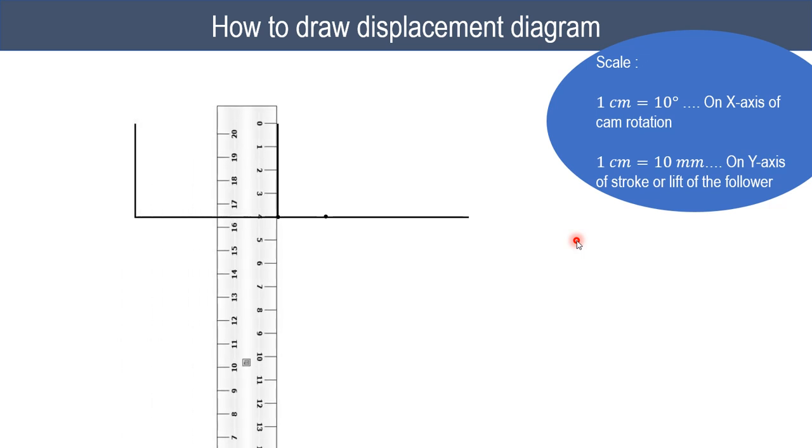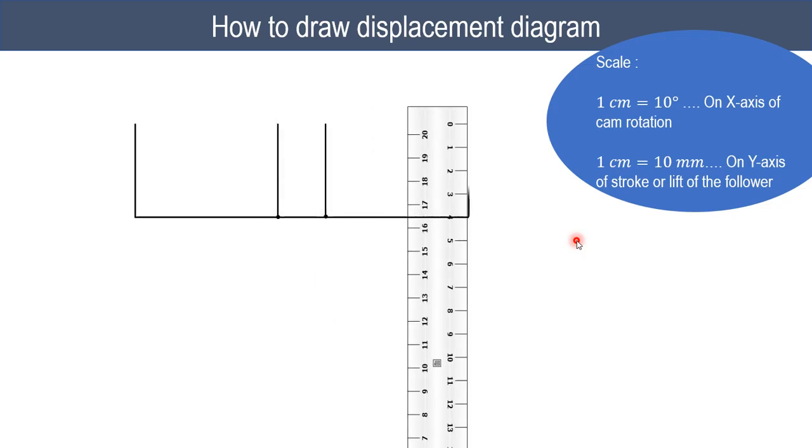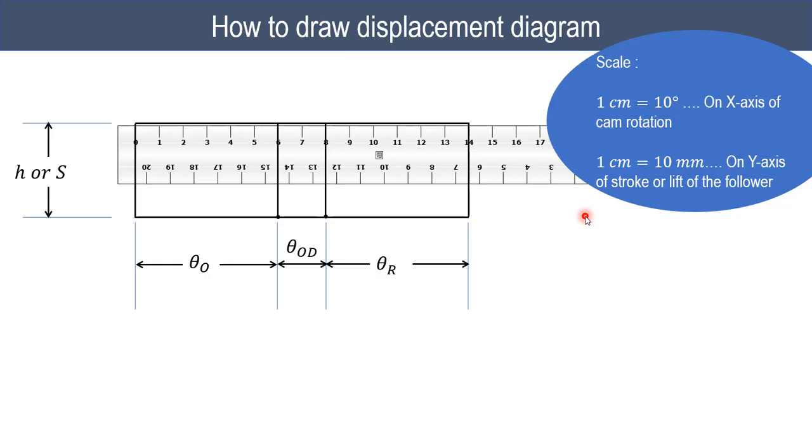Now we'll draw the vertical lines over here like this, and we'll start with our displacement diagram. You can see theta outstroke is 60 degree, so it is 60 divided by 10, that is 6 centimeter. Outstroke dwell is of 20 degree, that is 20 divided by 10, that is 2 centimeter. And return stroke is 60 divided by 10, that is 6 centimeter, which we have shown. Stroke length is of 40 mm, so this vertical height is 4 centimeter, as you can see from the scale. So we'll complete the outline of the displacement diagram.